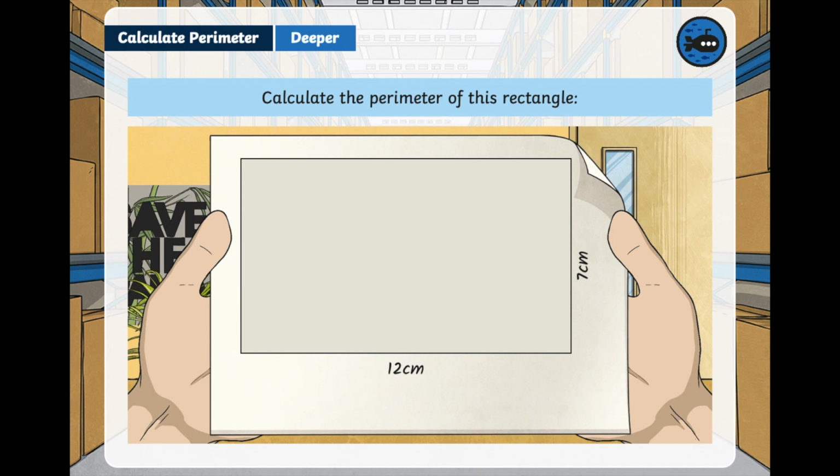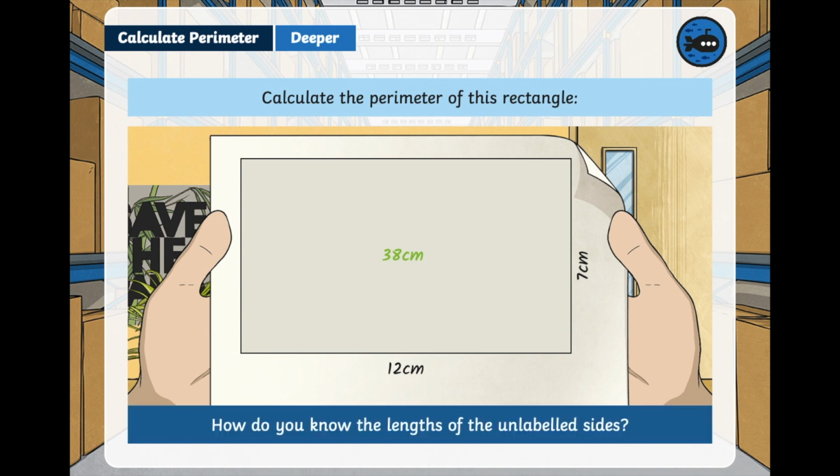Calculate the perimeter of this rectangle. So we've got 12 centimetres on the long side and 7 centimetres on the shorter side. Have a go at calculating that now. And let's have a look at the answer. So the perimeter is 38 centimetres. Well done if you got that one. How do you know the length of the unlabelled sides? Well, you know that because the longer side is 12 centimetres and the shorter side is 7 centimetres, and those are the same for both.